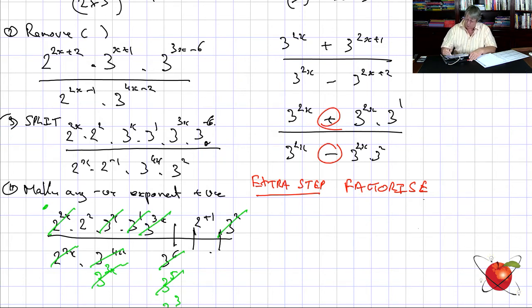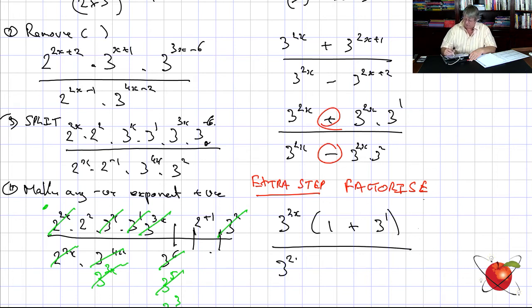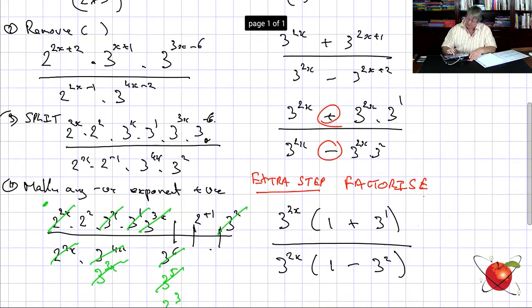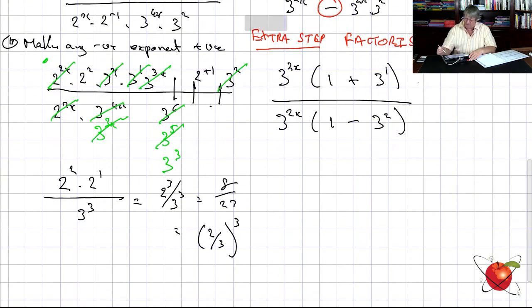Let's have a look. What is common on the top is 3 to the power of 2x. So remove it. That leaves us with 1 plus 3 to the 1. The bottom, 3 to the 2x again, leaves us with 1 minus 3 squared. These generally all work out to be the same. Then we say, right, look, cancel out.